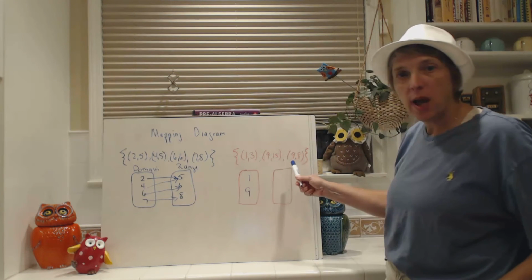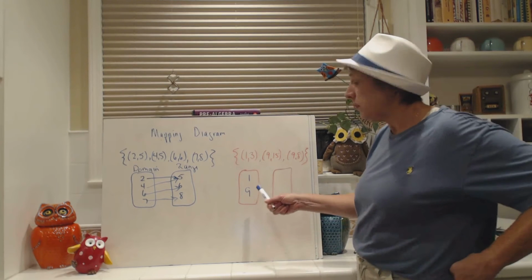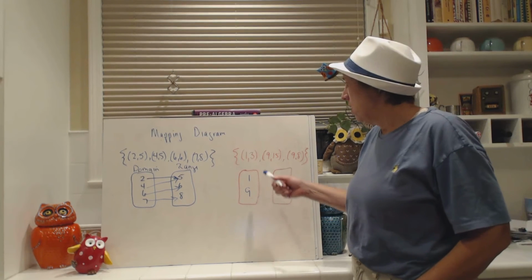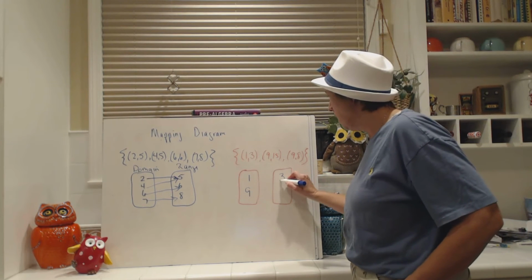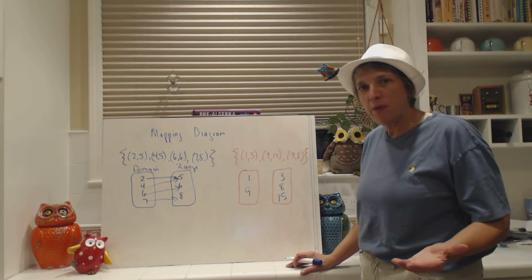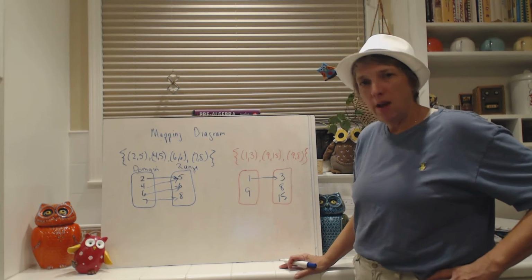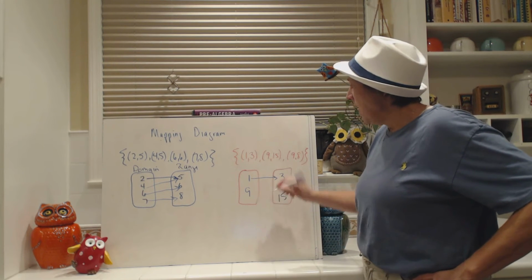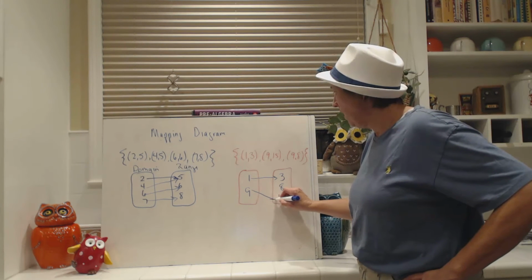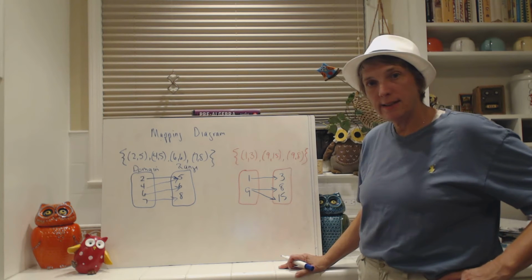I don't write two 9s because I have one 9. I already have a 9 down there. So then I have 3, 8, and 15. I put them in numerical order. I map them and I identify it. So the 1 goes with the 3. Now, this 9 goes with the 15, and it goes with the 8.